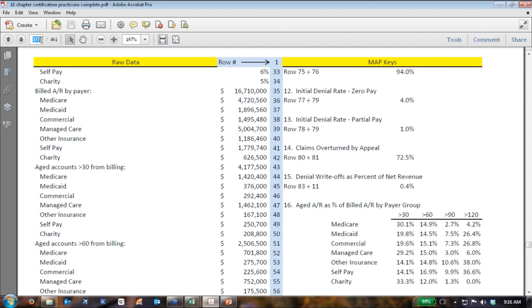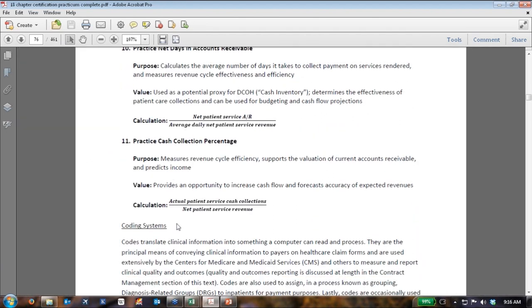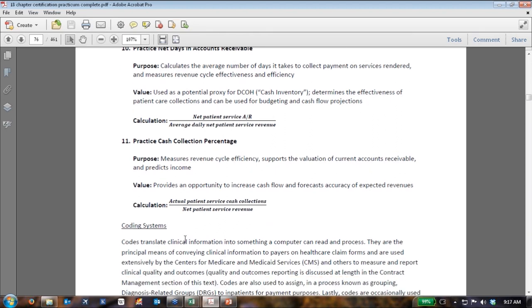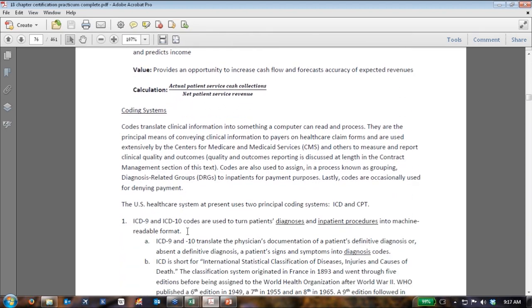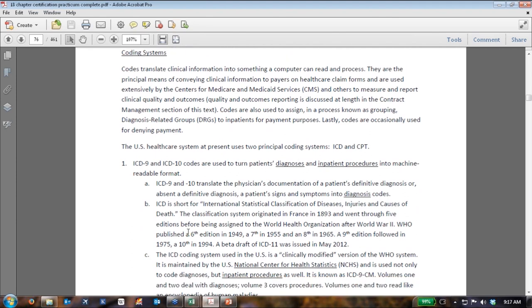Specifically, we are at page 74. That's where I'm going to go right now myself. So we are at the end of this section with map keys, okay? And now we're going to have to go a little bit more deeply into the different elements of the revenue cycle, which will also take us heavily into Medicare. And we're going to start.